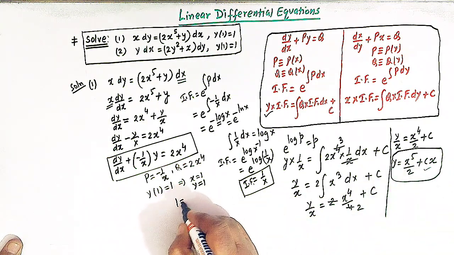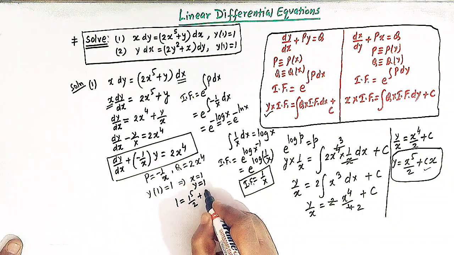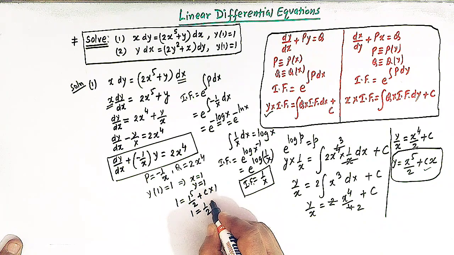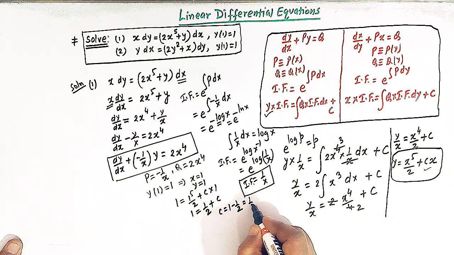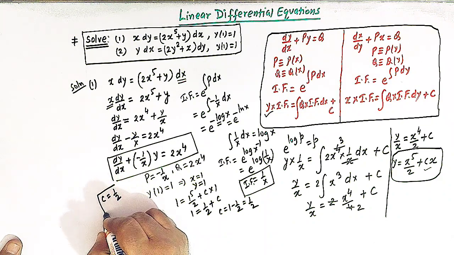So we have 1 is equal to 1 raised to 5 over 2 plus c times 1. So this is 1 is equal to half plus c. So c is 1 minus half, that is half. So the constant of integration has the value half.